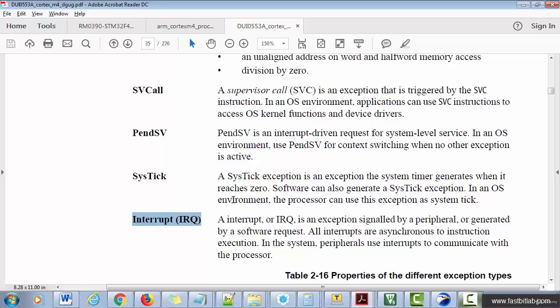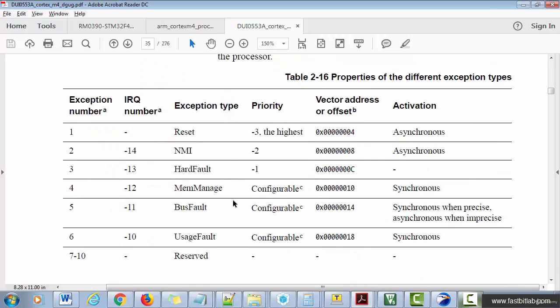All right, great. In the next lecture we will address more information related to this, and we will explore some of the other fields of this table like priority and vector addresses.